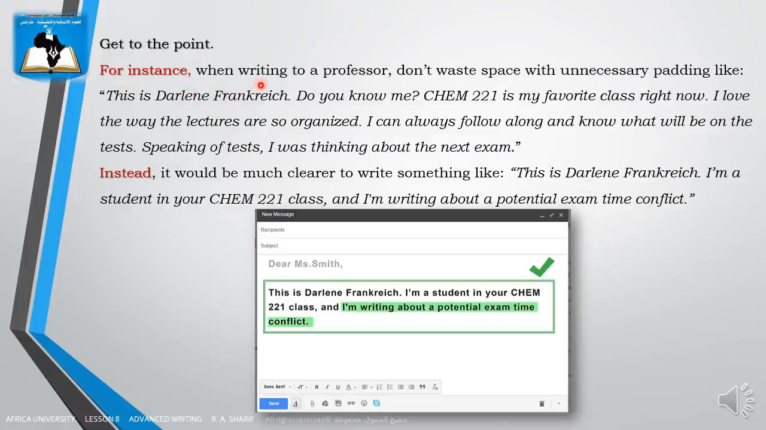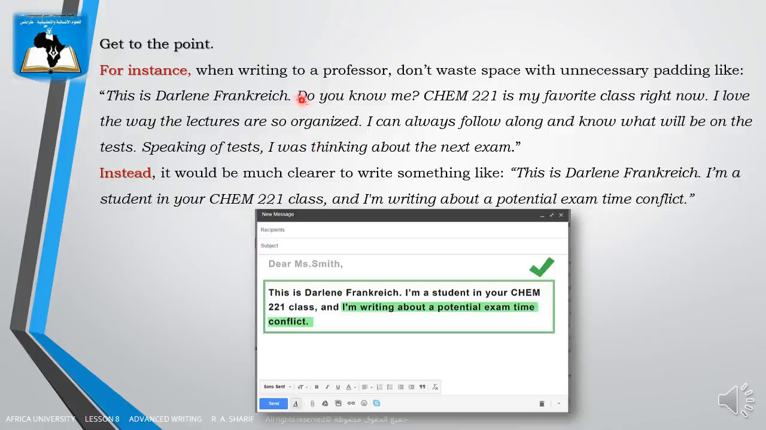Get to the point. For instance, when writing to a professor, don't waste space with unnecessary padding like, "This is Darlene Frankrish. Do you know me? Chemistry 221 is my favorite class right now. I love the way the lectures are so organized. I can always follow along and know what will be on the tests. Speaking of the tests, I was thinking about the next exam." So, what do you think about this email or this message?